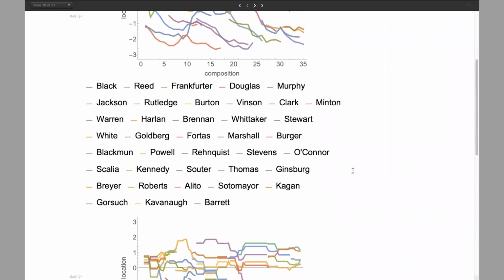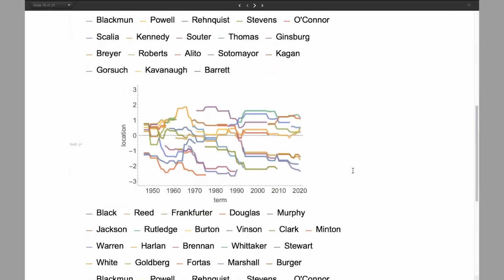Now let's put this on a term by term basis. So now some of those get shortened and some of those get lengthened, and this is what it looks like if you just look at it in natural time. Same sort of a story. I think this one right here, this purple one, is Justice Rehnquist. Justice Rehnquist was about as conservative as you can get until he became Chief Justice, and then he got more moderate. He didn't get liberal, he got more moderate.